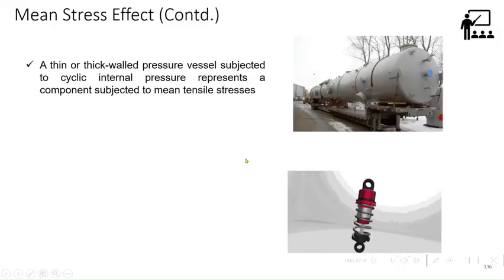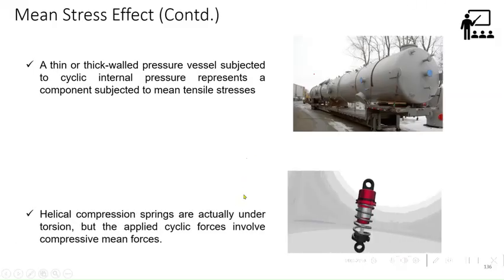Another example is helical compression springs, which are actually under torsion, but the applied cyclic forces involve compression. All the time it will be compression, so the mean stress will be compressive. This is the example: the top one is showing the positive mean stress, the other is showing the negative.